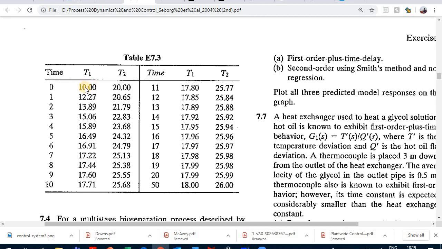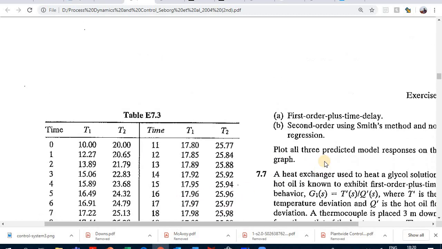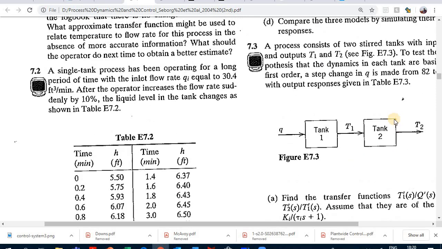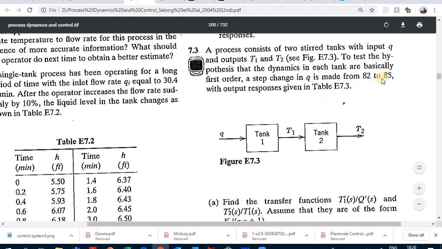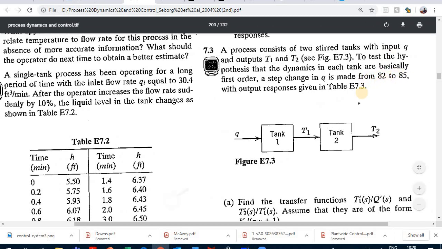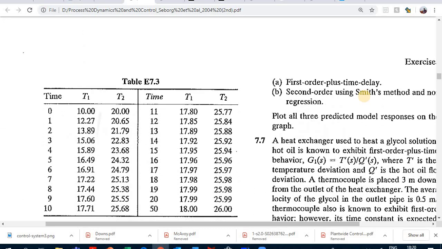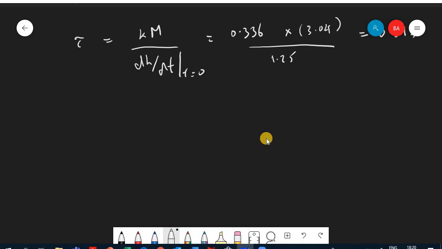For K1, it is the change of the output. T1 changed from 10 to 18, and the input Q was changed from 82 to 85. So the change of the input is 3. Back to our problem here, 7.3. The change of output is for T1, so I'm going to write delta T1. Let me write K1 and K2 directly.